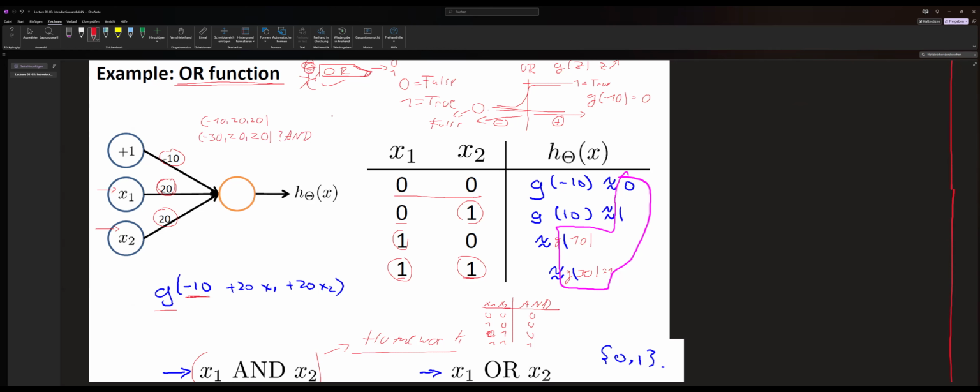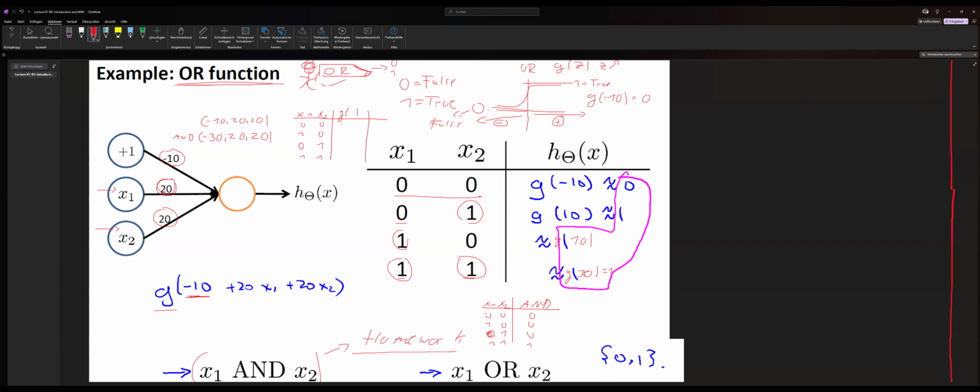You want to check? Let's check. G of, okay, we have x1, x2. Let's check if this would work. Okay, let's do it together. So we have again 0, 0, 1, 0, 0, 1, 1, 1. Let's try these weights for AND, right?